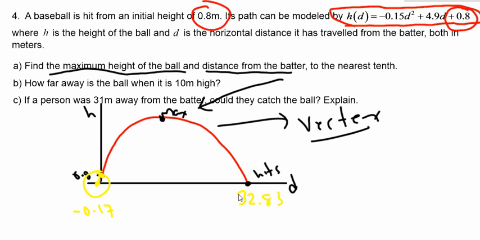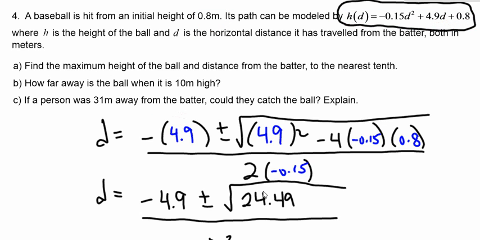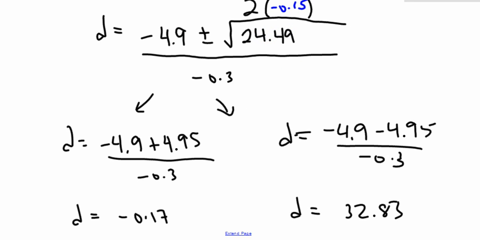And don't forget, this isn't time. This is distance. So the ball wasn't in the air for 32 seconds. That would be quite an amazing hit. 32 seconds. But it's the distance that it travels, which is 32 meters away. But remember, the goal wasn't to find the roots. The goal was to find the vertex. So we're going to use the roots to find the vertex.